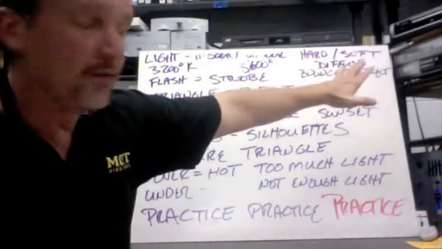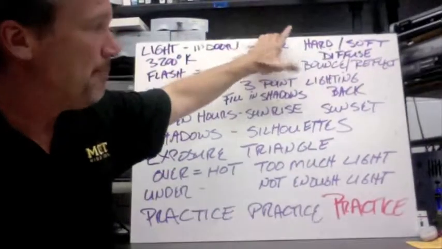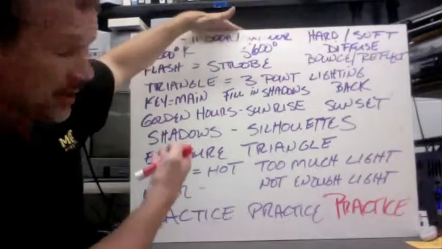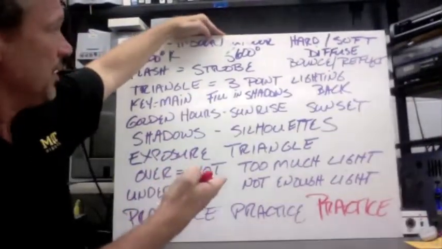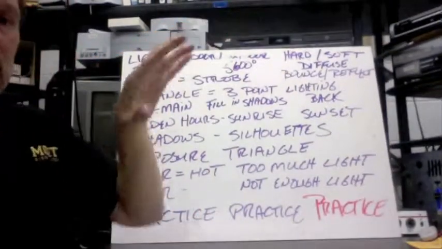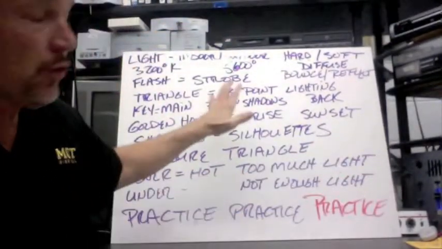To turn that into soft light, we can diffuse it by bouncing or reflecting light off of something like this, off of a whiteboard. Okay? Another term for flash is strobe.